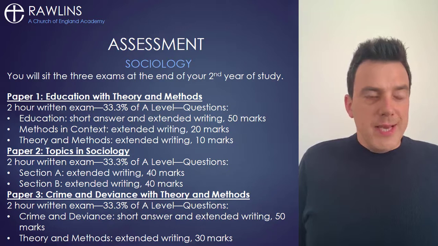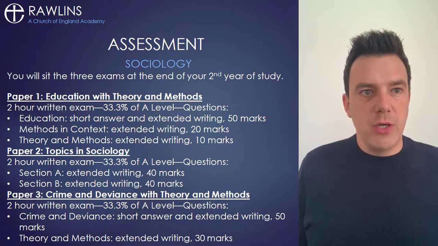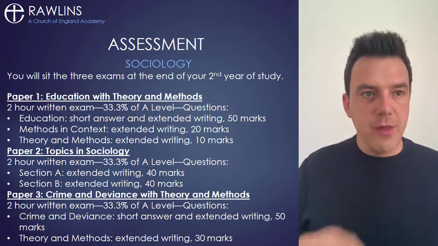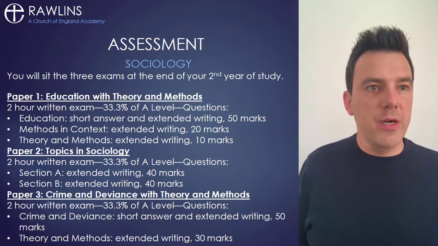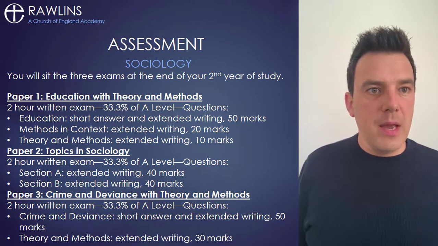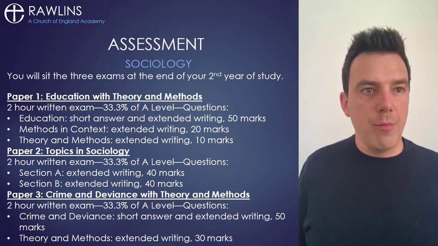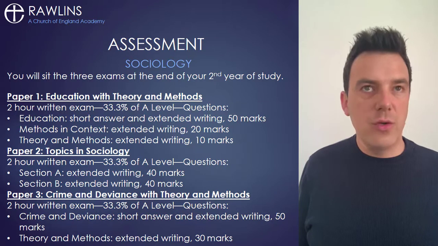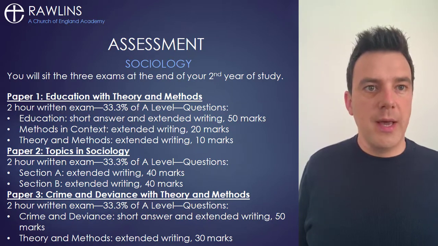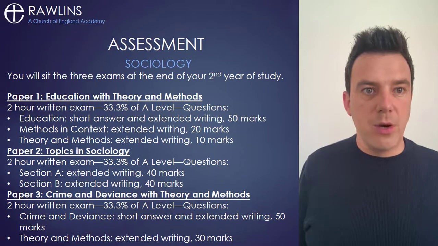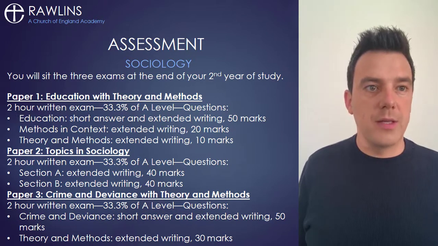In terms of assessment, as I mentioned earlier, sociology involves 3 two-hour papers, all taken at the end of year 13, or the second year of your study. Paper 1 is education with theory and methods, and they're all worth a third of the overall mark. The education section is worth 50 marks, and that's a mixture of 2 short answer questions. The rest of it is extended writing, so essay based. There's a methods in context question and a theory and methods question, and they're all extended writing answers.